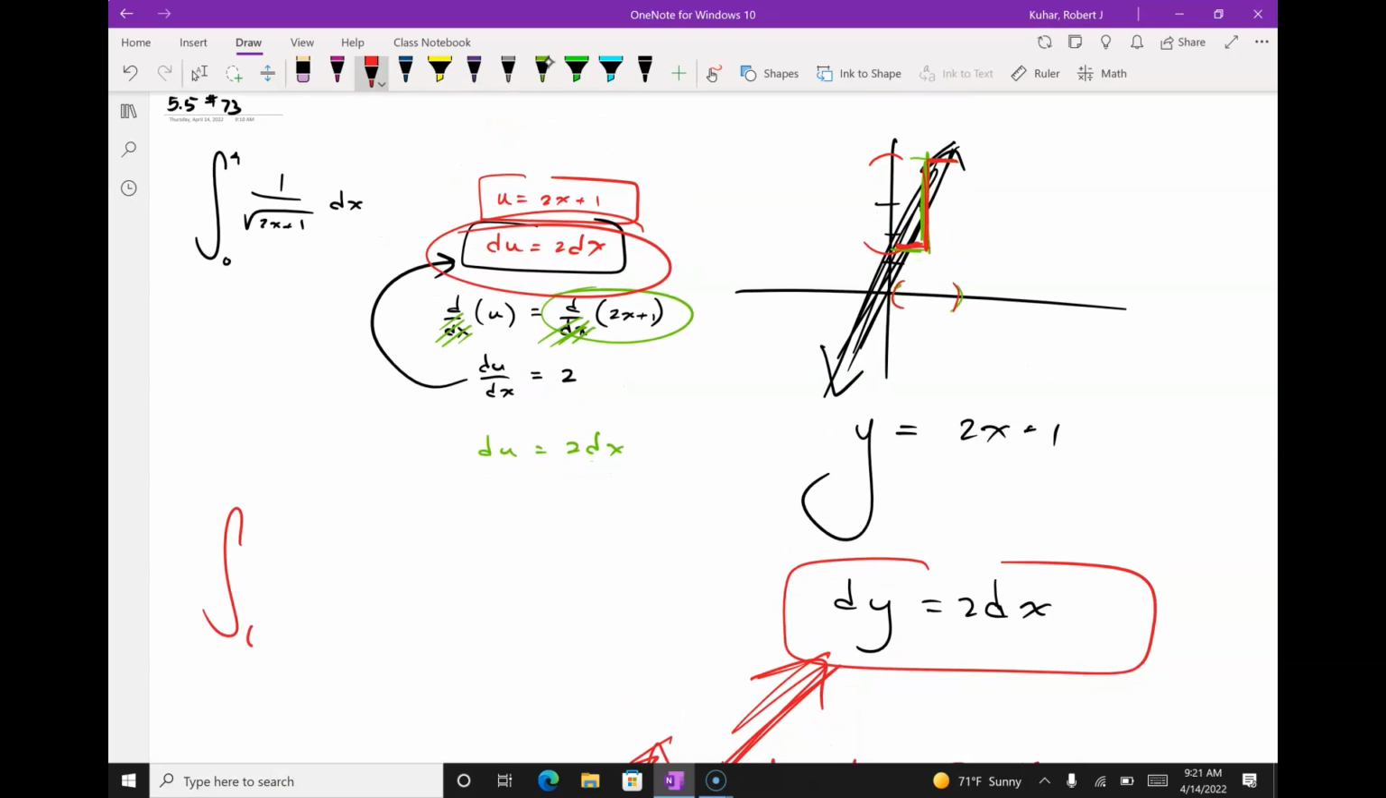So now I'm doing the integral from 0 to 4 of 1 over the square root of u. Oh, but I need 2 dx, right? So what I'm going to do is multiply here by 2 and multiply by 1/2 as well, because I multiplied by 1. I needed the 2, so put the 2 in by multiplying, but make sure you cancel it as well. So now I have 1/2. What does this 2 dx become? My du, right?